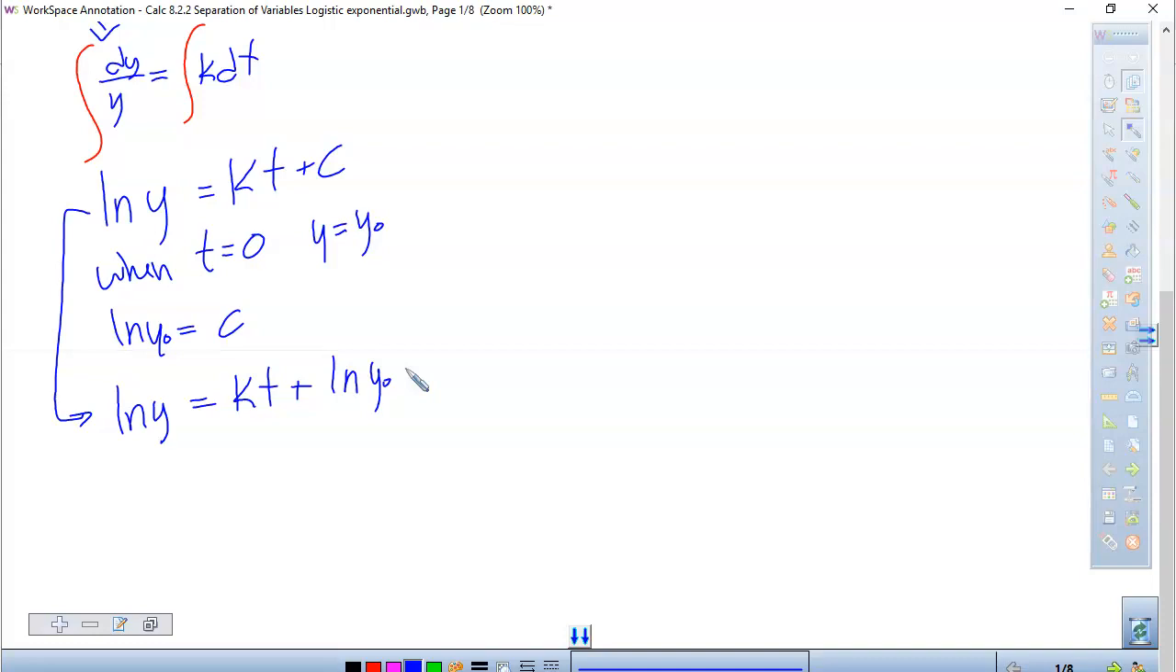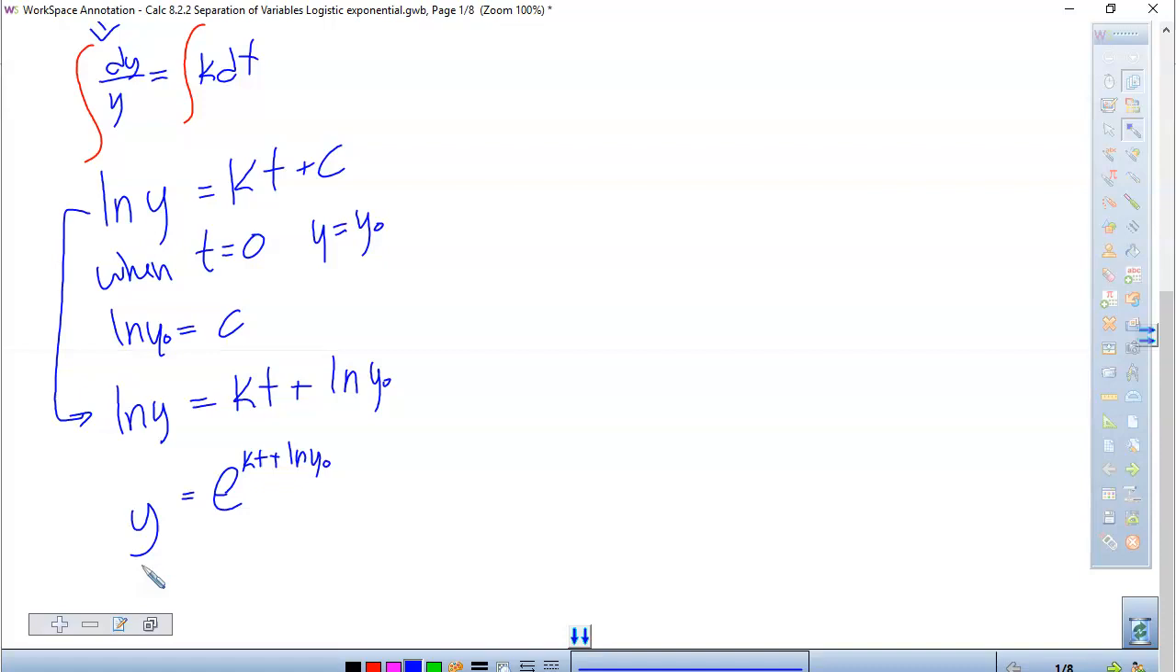Okay? So if I want to convert this into exponential form, that means e is my base. So I'm going to write it over here: e to the kt plus natural log y sub 0, that will equal y. That's just converting. This is logarithmic form, this is exponential form.